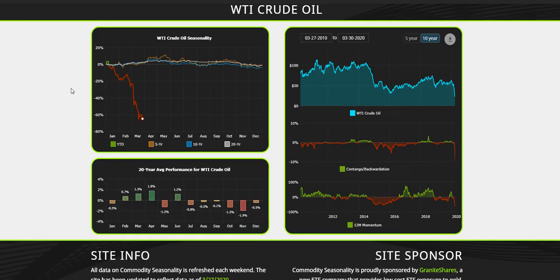Also, I want to show you, this is a chart at commoditieseasonality.com. Okay, it doesn't just have seasonals, it's also going to have the contango and backwardation structure, which when you're looking at commodities is extremely important. So commodities mostly trade in a state of contango because the back month is going to be more expensive than the front month or spot month, due to cost of storage, that costs money. Okay, so usually crude out in the future is going to be more expensive.